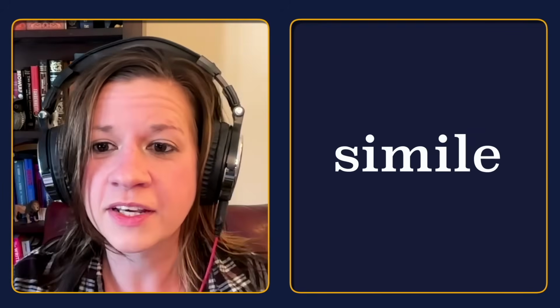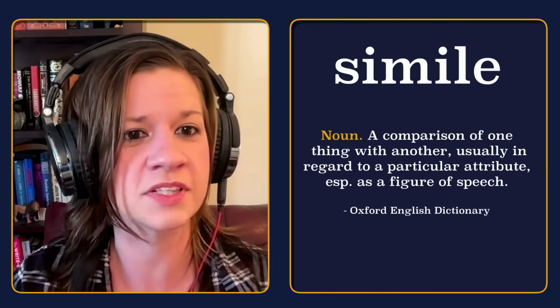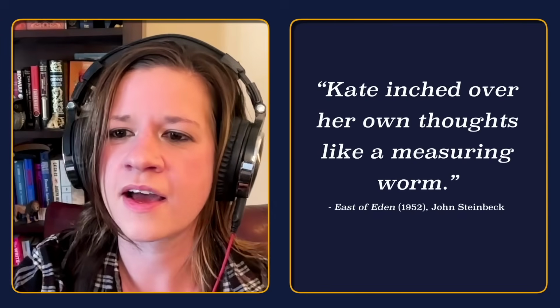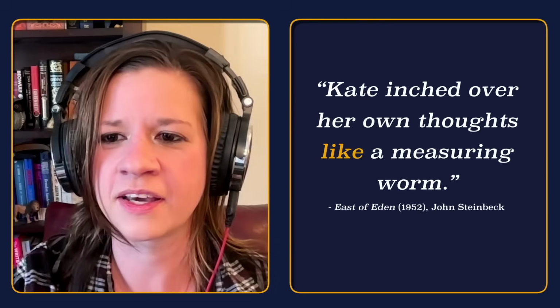Meanwhile, a simile is the same thing, but using the terms like or as. So in East of Eden, we've got the line, Kate inched over her thoughts like a measuring worm. That's our simile. And then in Hitchhiker's Guide, we have the ships hung in the sky much in the same way that bricks don't, which is sort of an anti-simile, you might say.